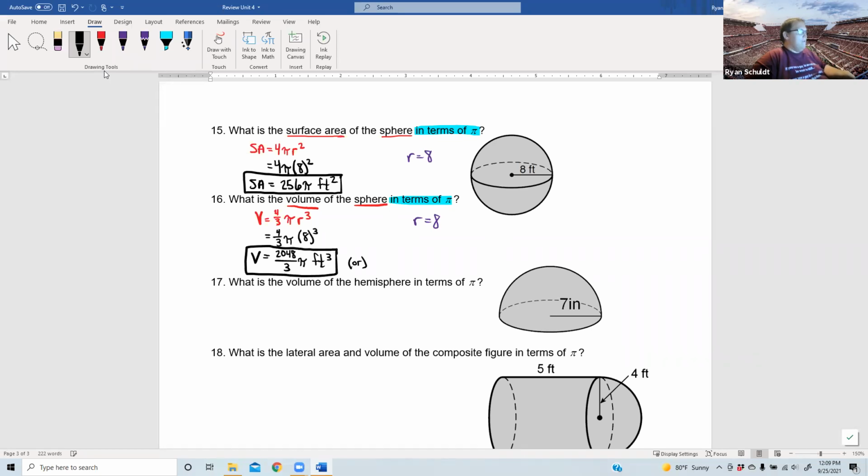Or if you take 2048 and put that over 3 and put that as a decimal, let's see, 20 divided by 3 is 6, remainder 2, 682.67, but let me double check. Yep, that's right. 682.67 pi feet cubed.